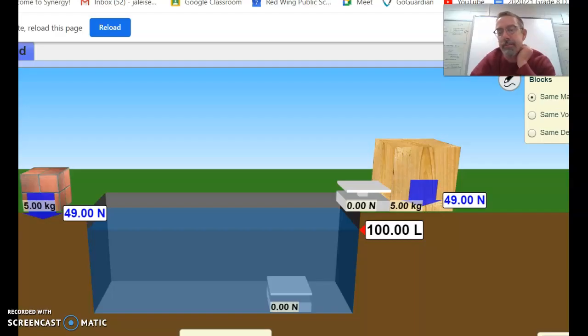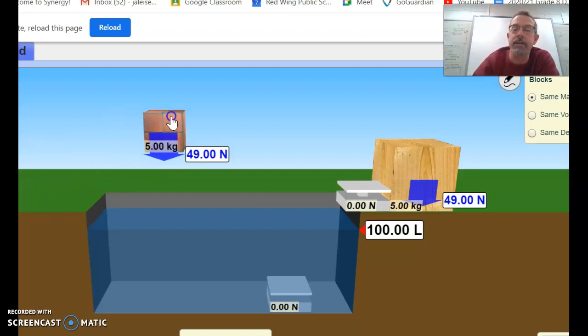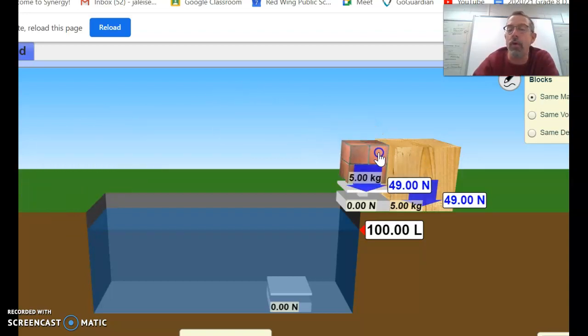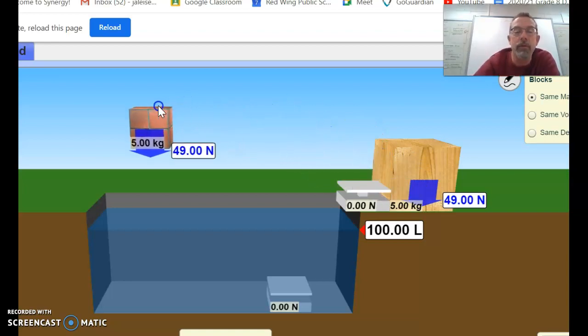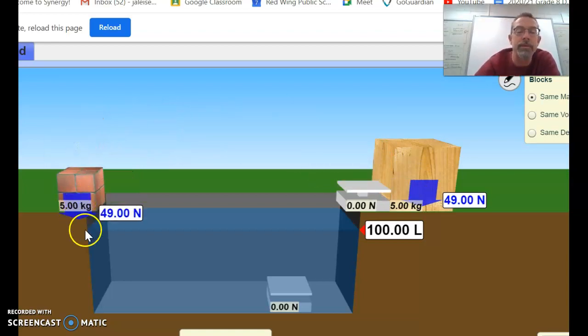So here we have this simulation, which will help show this. Here's a brick. It has a mass of 5 kilograms, so if I multiply that by 9.8, it has a weight of 49 newtons. Okay, I'm going to take this on a scale just to show you this. This does have a weight of 49 newtons. Now notice this blue arrow that is on the brick. That represents the downward force of this 49 newtons.